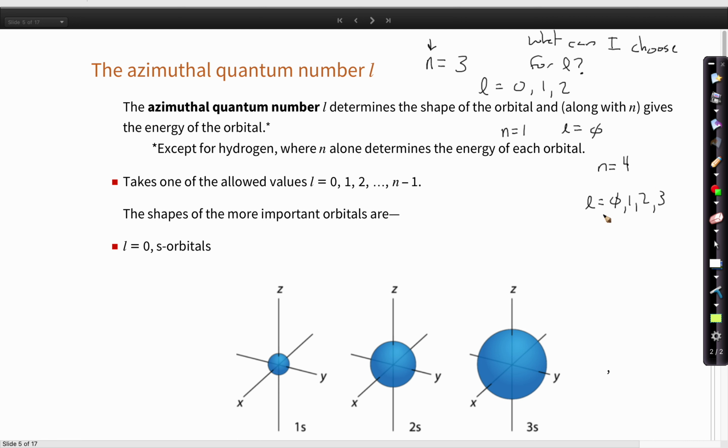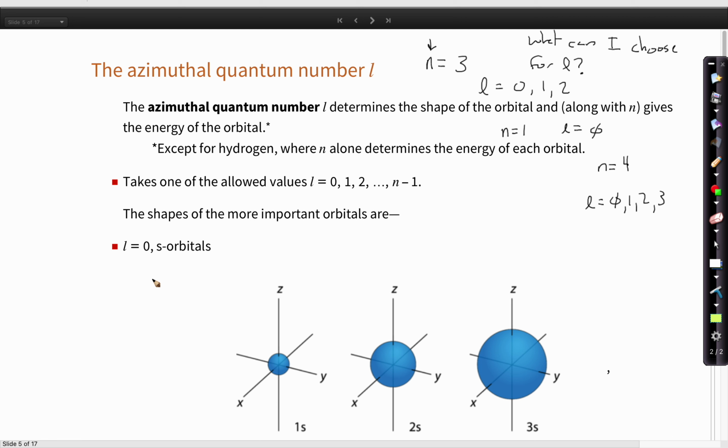These rules don't tell you what they are. They tell you what they can be. So the first rule says n can be any natural number, 1 through infinity. And L can be any natural number 0 up to whatever your n is minus 1. So that's choices you can make.